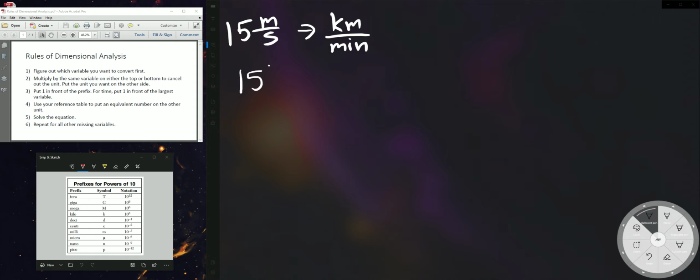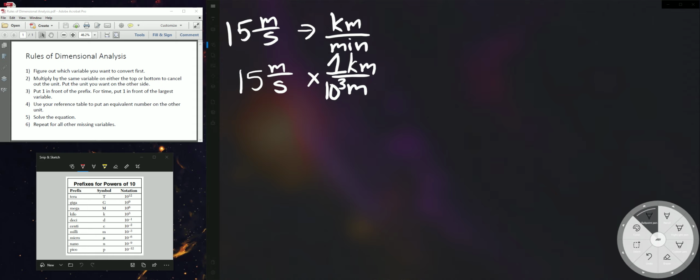Well, again, write out the unit you want to cancel out on the bottom. It's going to be m. The unit we want is on the top. Put that there. Well, now the numerator has the prefix, so we're going to put 1 in front of there. Well, how many meters are in 1 kilo? We know that it's going to be 10 to the 3.